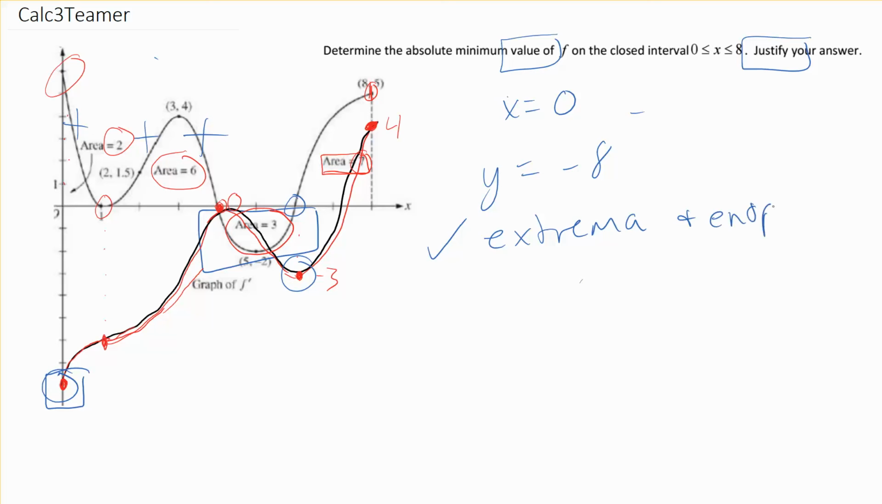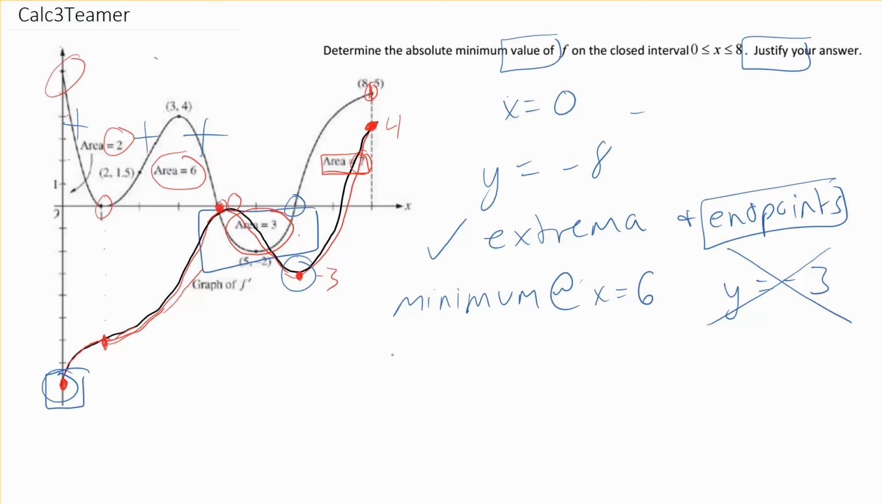and endpoints. I would make sure I had that written down. That's very important. The extrema we did have a minimum at x equals 6, but its minimum value was y equals -3. So that's not it. And then our endpoints. At x equals 0, we are at -8. At x equals 8, we are at y equals 4. So our absolute minimum value for justification would be at -8. And that would be all the justification we need.